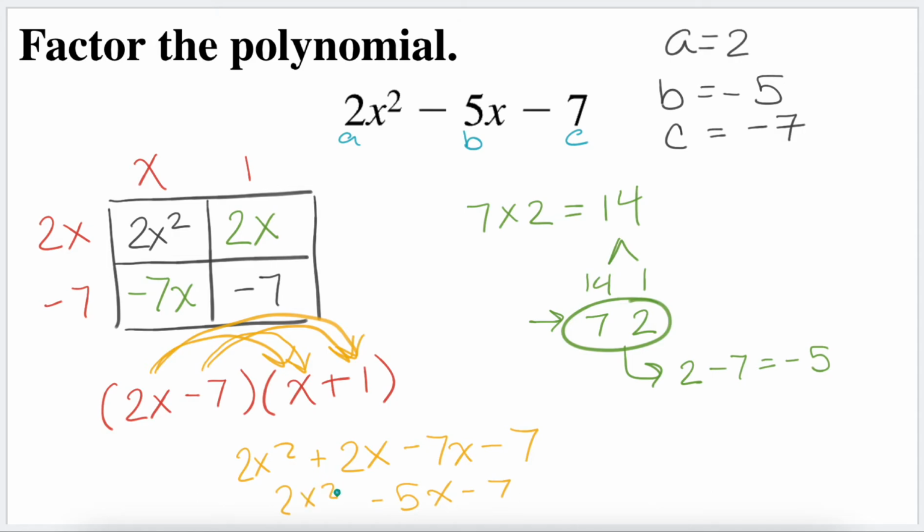So I ended up getting what we started with, right? That is equal to that. So we know that this factorization is correct. Okay, so our factors would be 2x minus 7 and x plus 1.